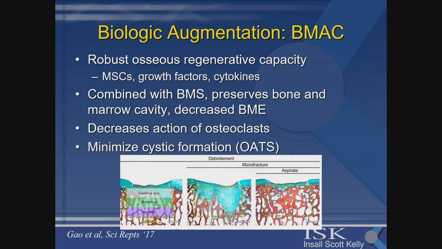bone and the cartilage. So you look at this slide here, and you're going to see that if you do just the debridement, so you don't go into the bone, then the subchondral bone is relatively well maintained. If you do the microfracture into the subchondral bone, you can see it doesn't heal. If you add aspirate to the microfracture patient, you can see that it's much less damage to the subchondral bone.